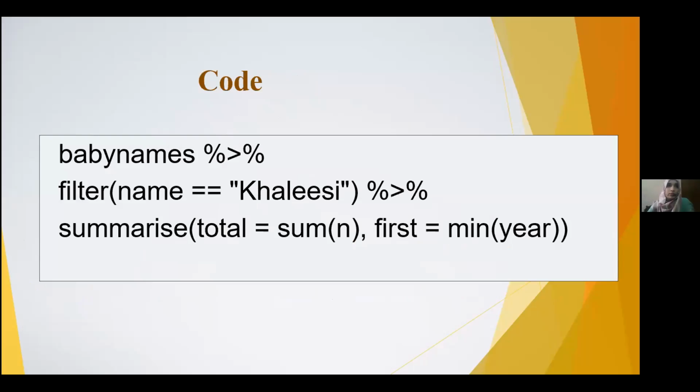Baby names, because we are using the same data again and again just to understand the different commands. Baby names, pipe operator, and then you filter the cases where the name Khaleesi appears. As Dr. Saleha has already demonstrated, name with double equals and Khaleesi in double quotes will extract the rows where the name Khaleesi appears in the data set. Then you put the pipe operator again to execute two or three different commands together. As our goal is to calculate the total number of times the name Khaleesi has appeared, the first argument will be total equals sum of n. And the second argument will be first, that is the column name, to calculate the minimum year, that is the first year the name Khaleesi appeared.